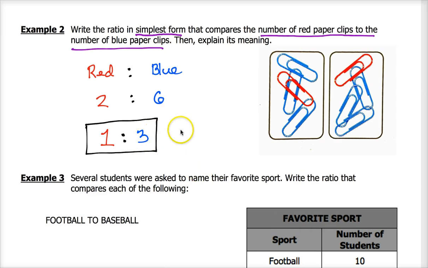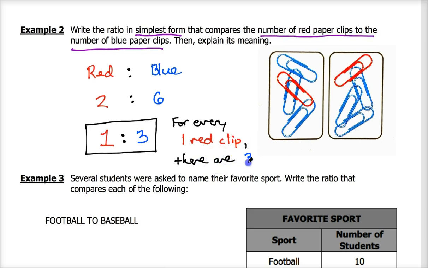Now, what does this ratio mean? Well, for this situation, it means that for every 1 red paper clip, there are 3 blue. So there are 3 times as many blue paper clips as there are red, is what that means. So if we were to continue adding to this group here and we wanted to keep the same ratio, every time we add 1 red clip, we have to add 3 blue clips as well.